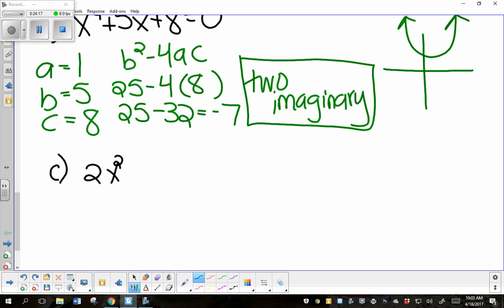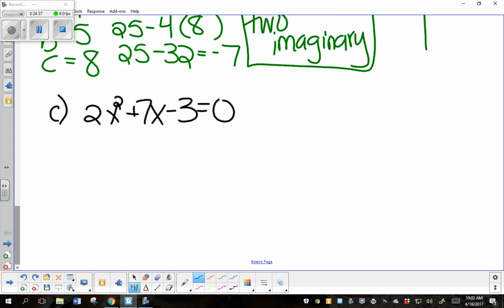2x squared plus 7x minus 3 equals 0. All right, so we've got to write out our A, B, and C. You guys go ahead and try this one. I'm going to pause it.